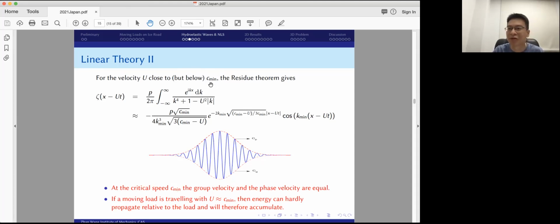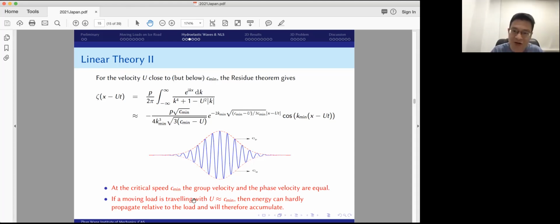The dispersion is very weak. The dispersive effect is very weak, and there's some physical reasoning behind this solution, because when u is very close to C min, the group velocity is equal to the phase velocity, which is also equal to the speed of the moving load.